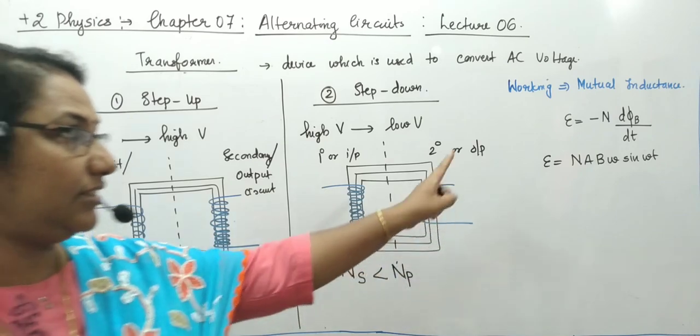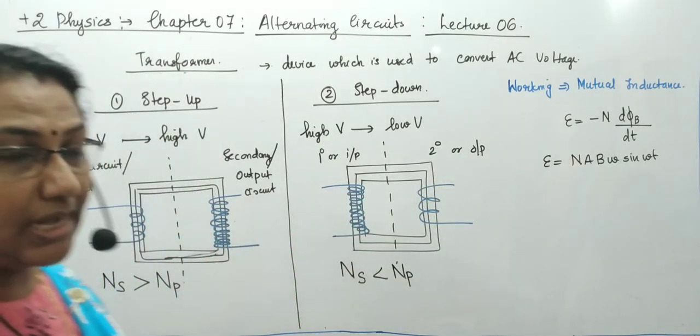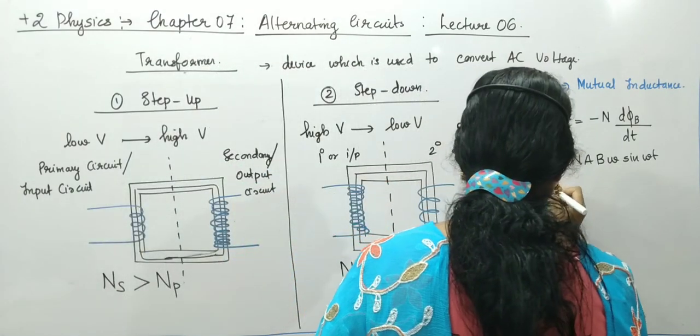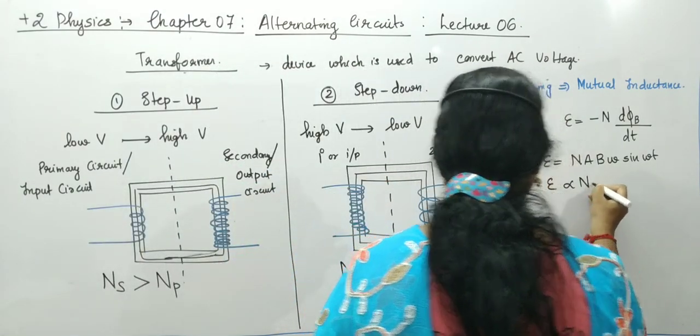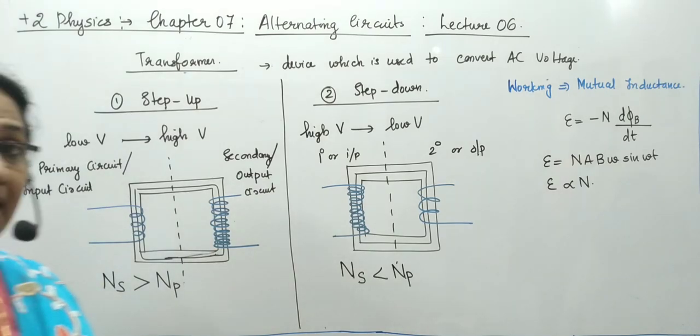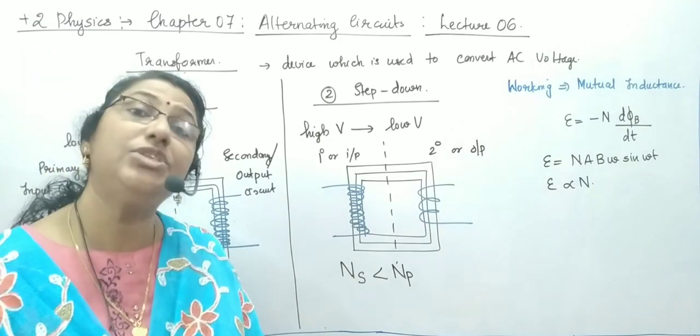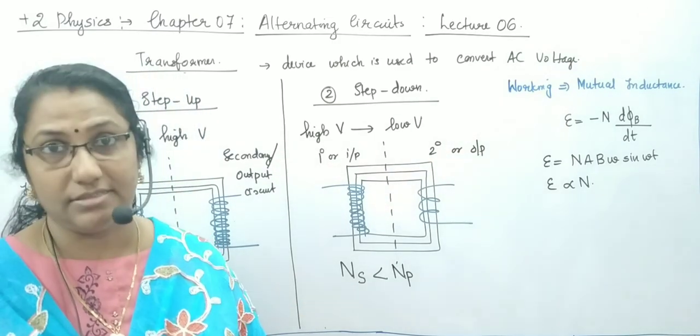We have studied this in the first lecture of our AC. E is equal to NAB omega sine omega t. There we can write E is proportional to N. As the number of turns in the coil increases, the induced EMF also increases.